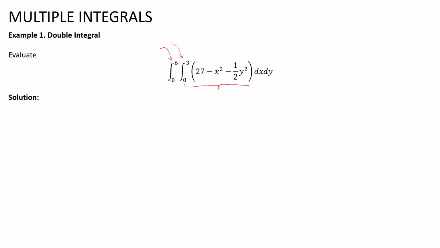Meaning first, you need to integrate with respect to x and then evaluate the limits. This will be the first step. The second step is you need to evaluate the next integral, that is with respect to y. So that's super easy. So integrating with respect to x first, notice that the first term doesn't have an x.